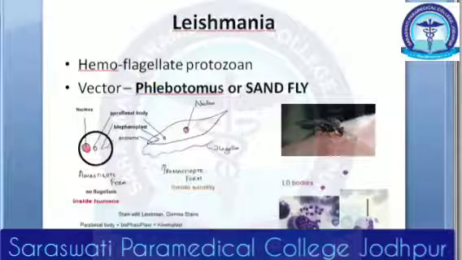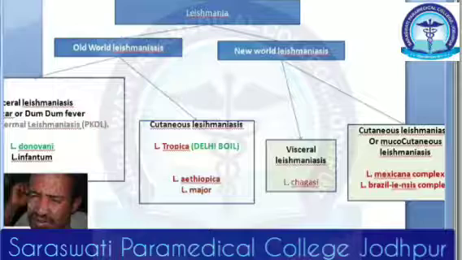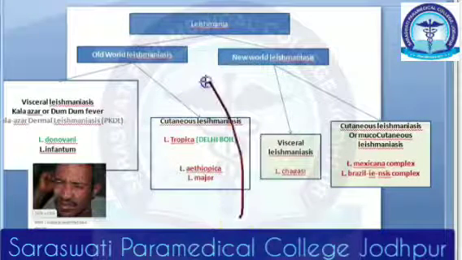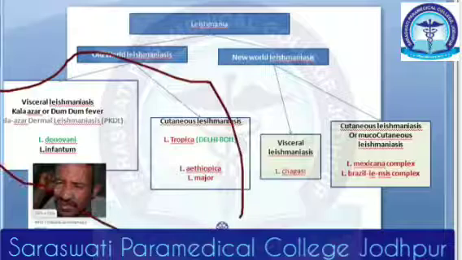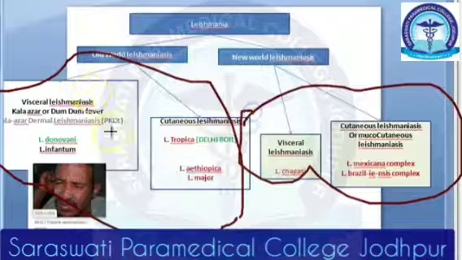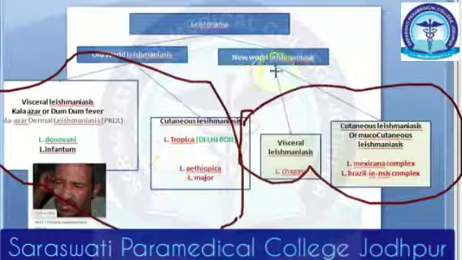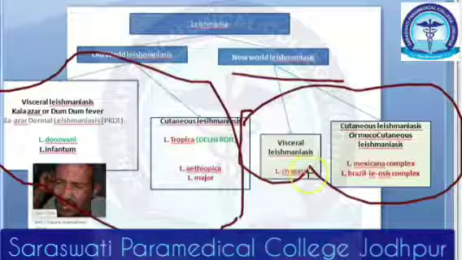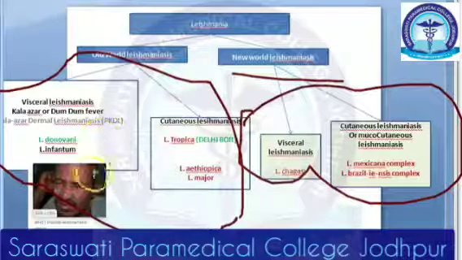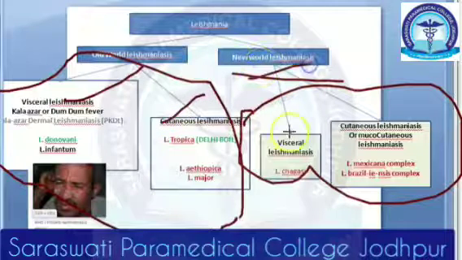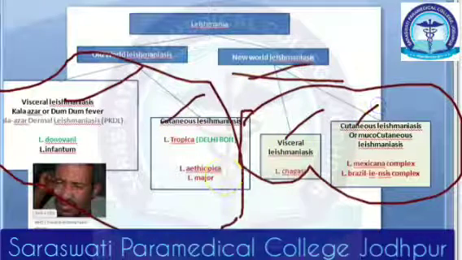Then what else did we see in the last video? We saw the classification of Leishmania, based on the diseases that it causes. In the old world, these are the Leishmania found. In the new world, these are the Leishmania found. Old world means India, Africa, etc. New world means America, South America, North America, everything. So in the old world you have visceral leishmaniasis and cutaneous leishmaniasis. In the new world also you have visceral leishmaniasis and cutaneous leishmaniasis.